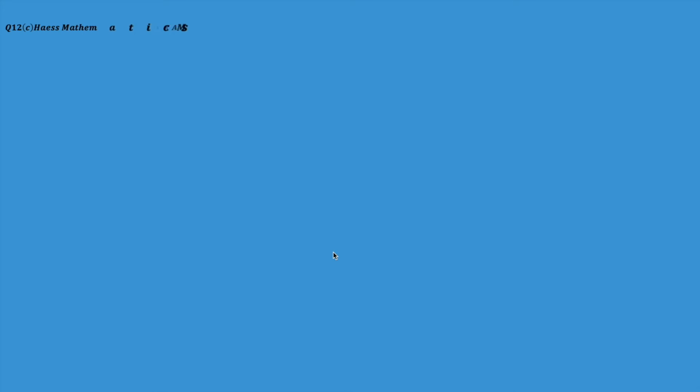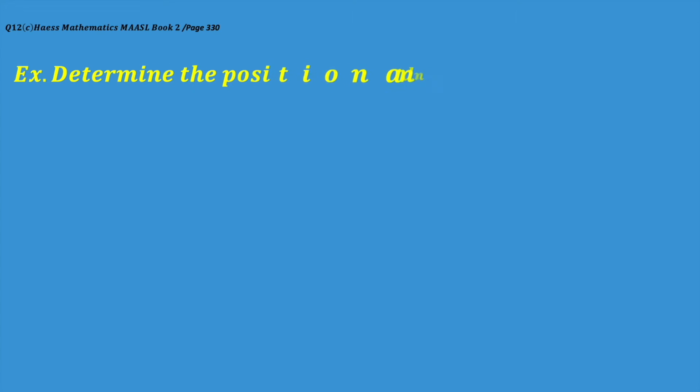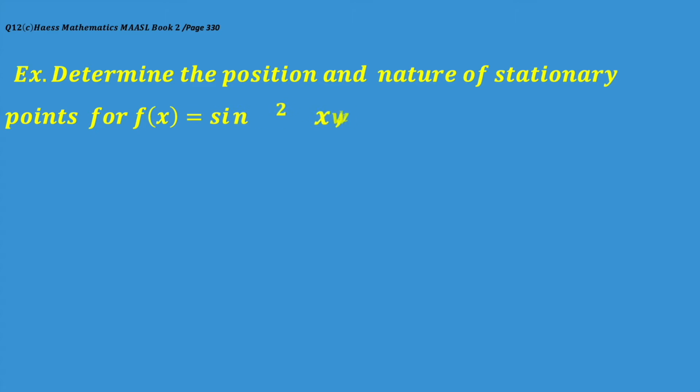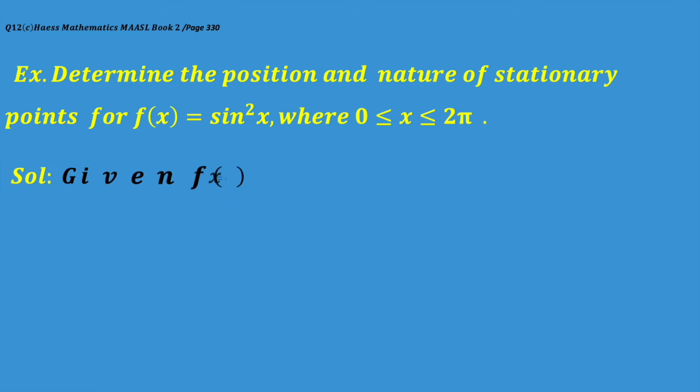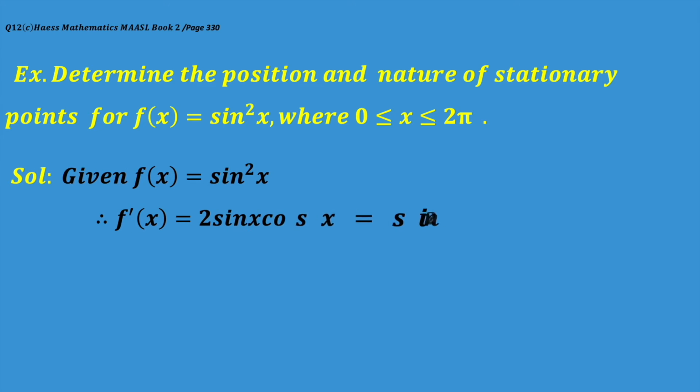Now let's take one beautiful example, an examination style question from IB Mathematics. Determine the position and nature of stationary points for f(x) is equal to sin squared x for 0 to 2 pi. The domain is given as 0 to 2 pi. We look at this graphically as well as manually. Let's write the curve as it is and find the derivative, that is 2 sin x cos x, and apply the double angle formula. It's equal to sin 2x.